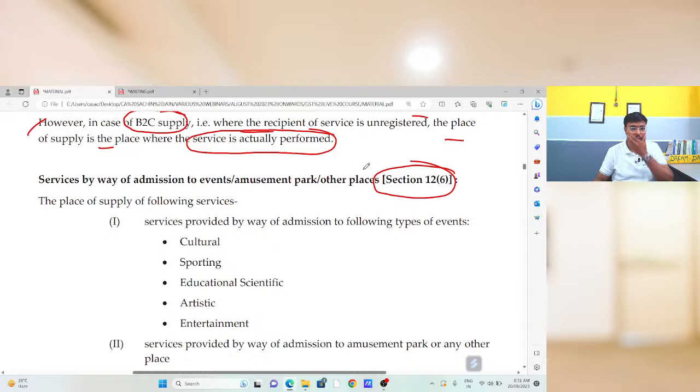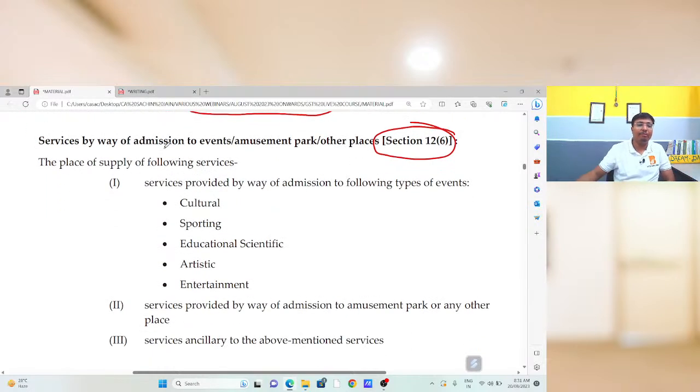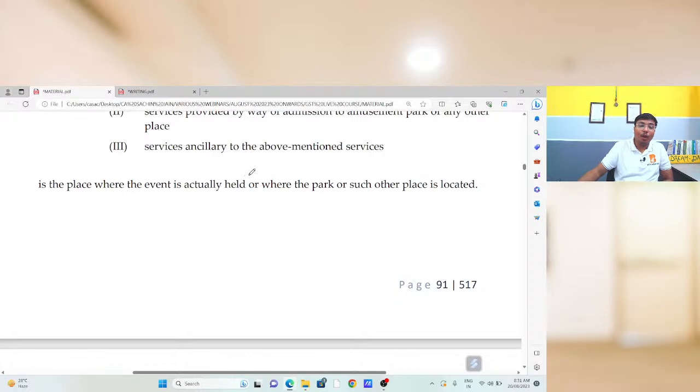Now, services by way of admission to events, amusement parks, and other purposes. That means there are certain organizations that organize certain events, such as cultural events, sporting events and the like. In that case, what will be the place of supply? We need to decide according to section 12, subsection 6. For that purpose, the place of supply is where the event is actually held. Just like in case of immovable property, where the immovable property is situated, that place is treated as the place of supply, in case of any event, whether a cultural event, a sports related event, or any other type of event, the place where that event is actually held will be treated as the place of supply.